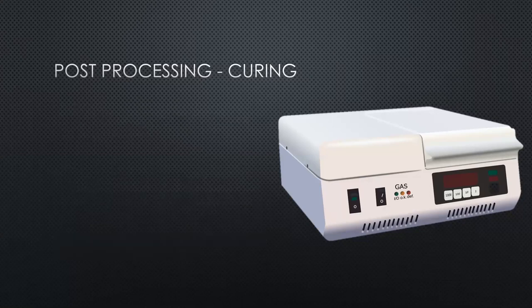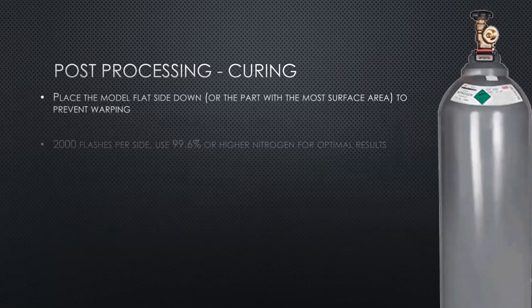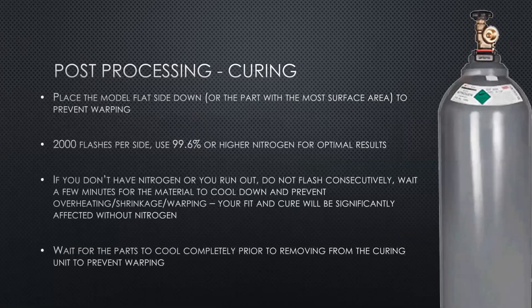Depending on your curing system, some use a glycerol bath for the inert curing environment instead of nitrogen, but the overall technique is the same. So what you want to do is place your models flat side down, or the part with the most surface area, to help prevent warping. 2,000 flashes per side, so you take it, flip it around, specifically in the G171; your curing unit may have a different process. Of course, at minimum they recommend grade 2.6 or 99.6 for optimal results, but I use grade 5 or 99.999% pure nitrogen. If you don't have nitrogen or you run out, try not to flash consecutively.